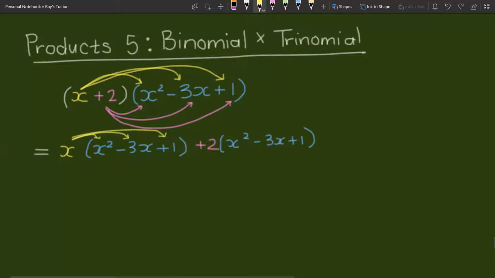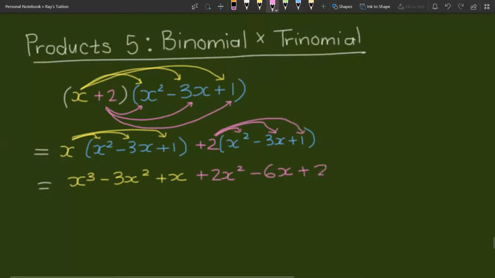So x times x squared is x cubed. X times minus 3x is minus 3x squared, and finally x times 1 is x. Now we're going to distribute the 2. 2 times x squared is 2x squared. 2 times negative 3x is negative 6x, and finally 2 times 1 is 2.